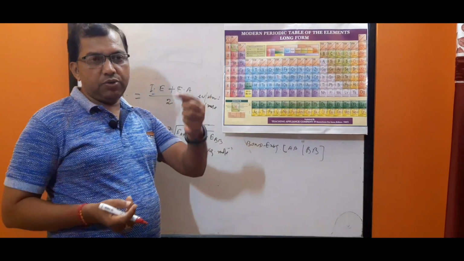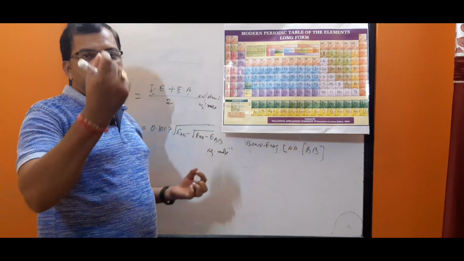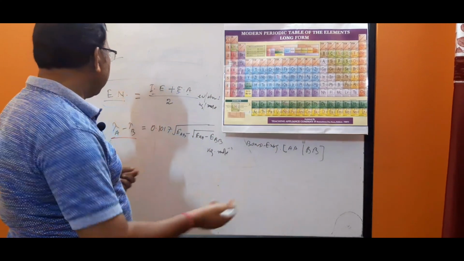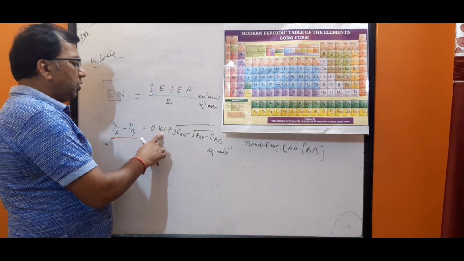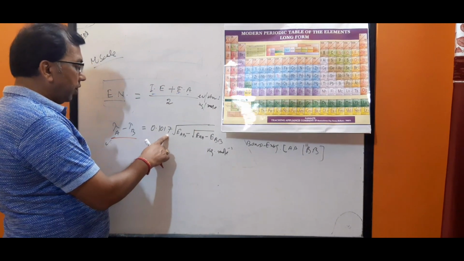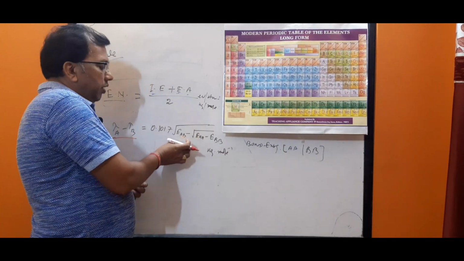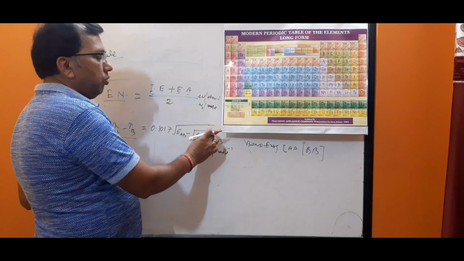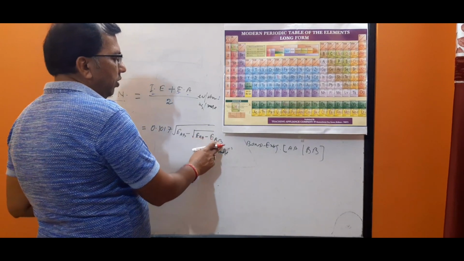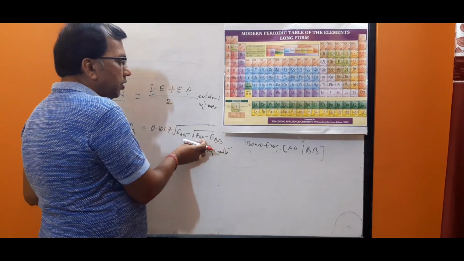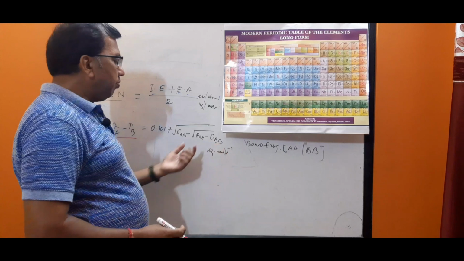Suppose two atoms are there, A and B, with electronegativity of A and electronegativity of B. The difference of psi A and psi B is 0.1017 times the square root of the bond energy of AB minus the bond energies of AA and BB. This is the bond energy.